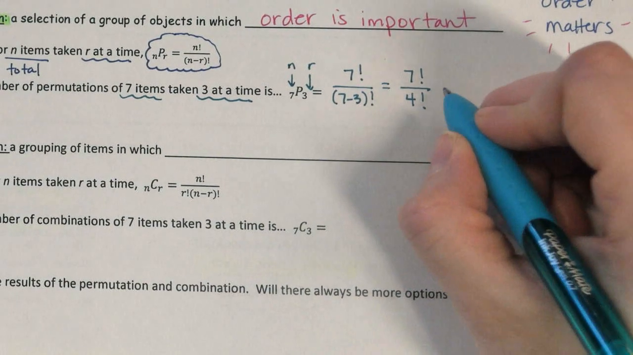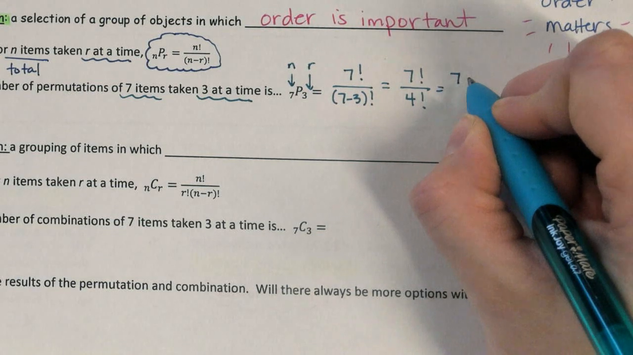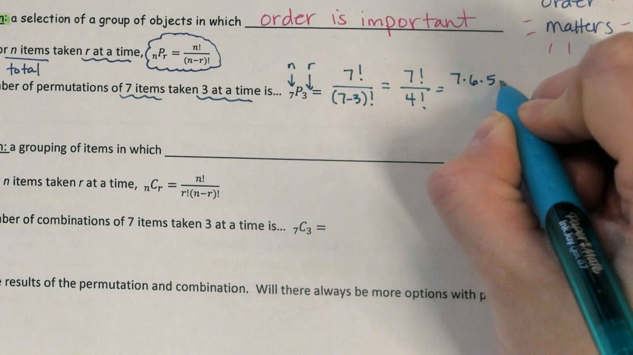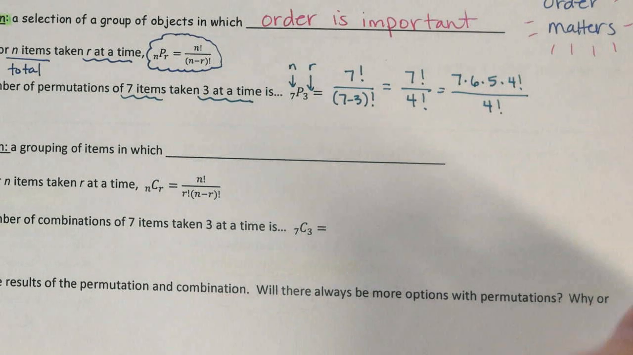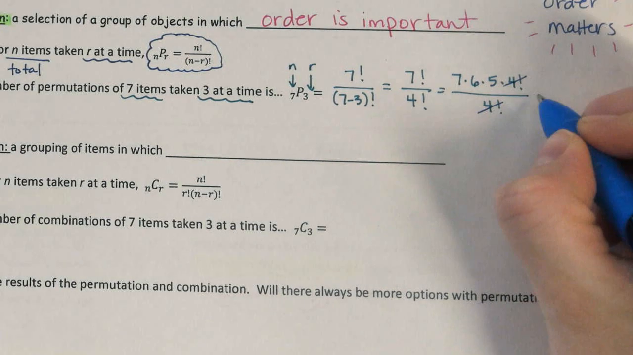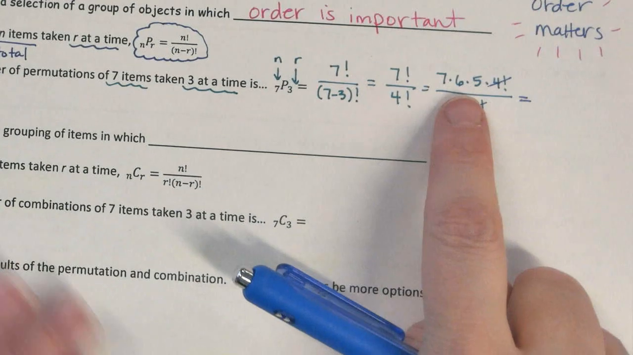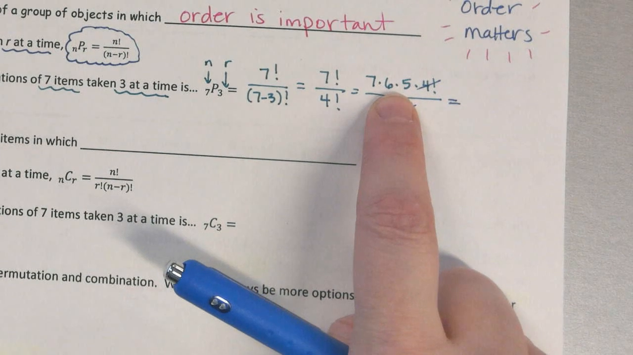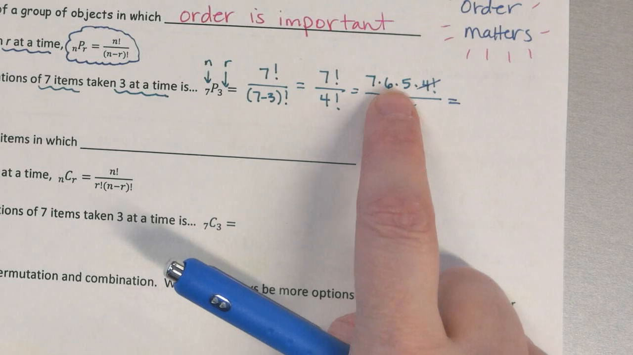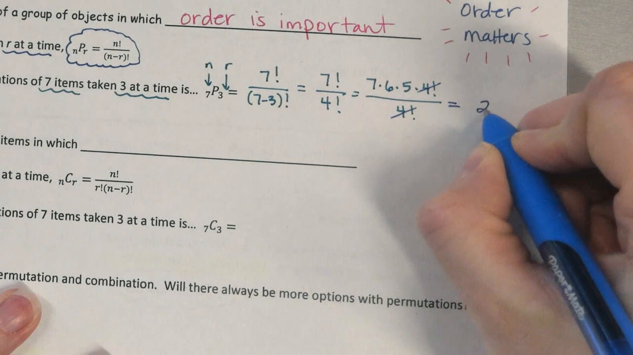And when you're doing this, think about it as 7 times 6 times 5 times 4 factorial. That way you can cancel out the 4 factorials. Then you could just do 7 times 6 times 5. A quick way to do that: what's 6 times 5? 30. So 30 times 7 is 210.